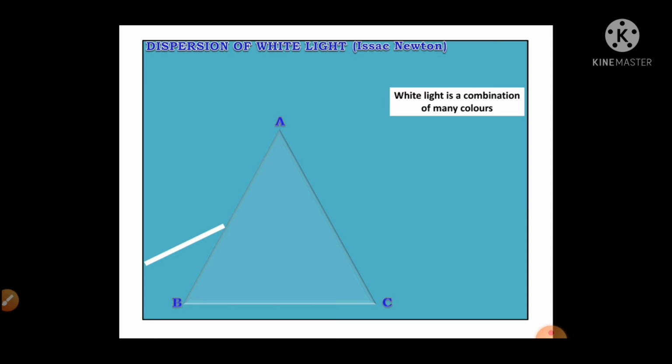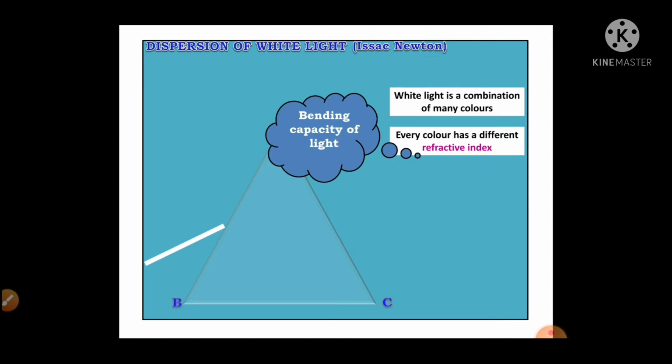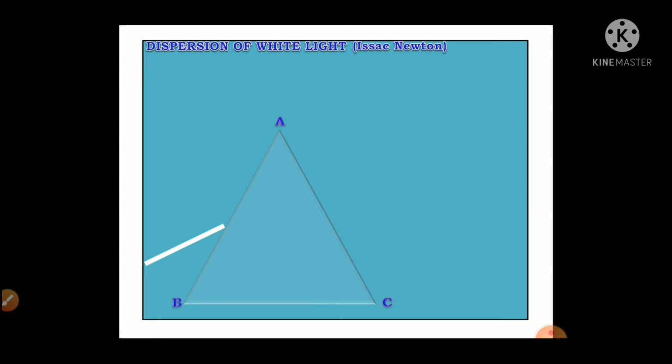White light is a combination of many colors. Every color has a different refractive index. हर एक कलर का जो refractive index होता है, जो वैल्यू होता है हर एक कलर का, वो डिफरेंट होता है. Refractive index means what? Bending capacity of light. कितना लाइट कितना बेंड होगा. Red color, violet color, blue color, green color: these are the different colors of light. How much it will bend will depend on the refractive index.